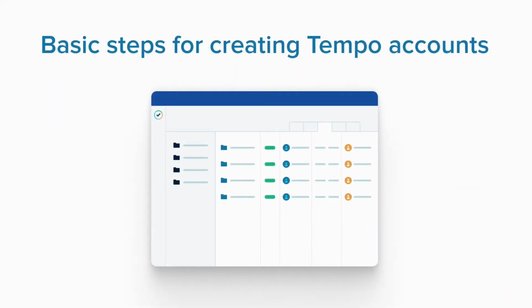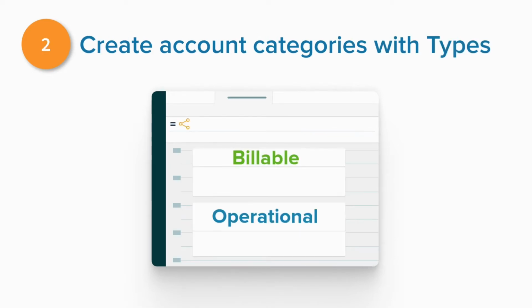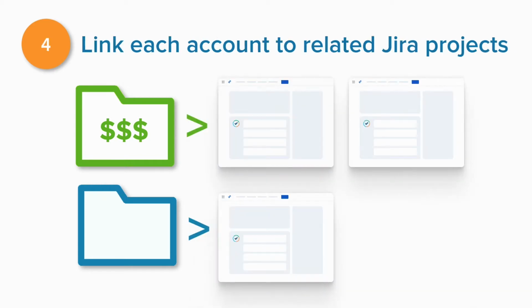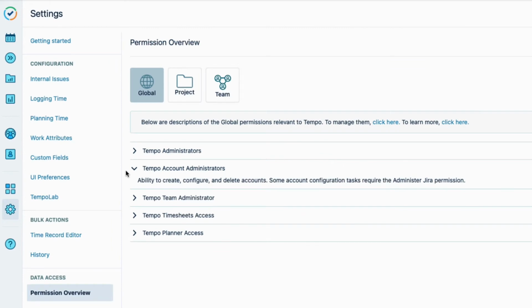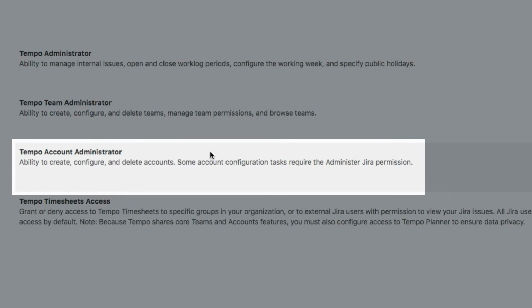As the project manager, I'm going to show you how I set up Tempo accounts to track the billable work. First, I add the customer's information to Tempo. Next, I create account categories, each with a type relevant to the accounts that I need. Then I create separate billable and non-billable accounts for this customer. And I link each account to its related Jira projects and issues to allow for time to be logged to the issues. I need the Tempo account administrator permission to do all of these steps, and I got this from my Jira administrator. This is covered in a previous video in this series. And now I can start.